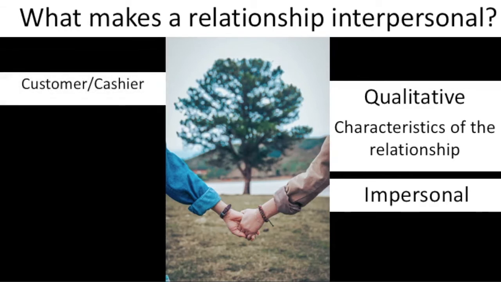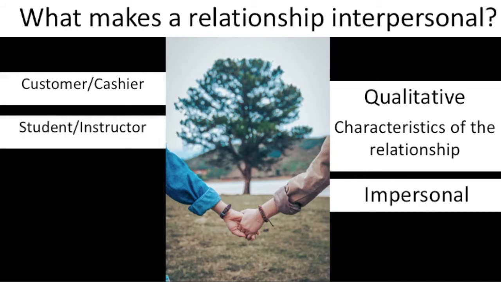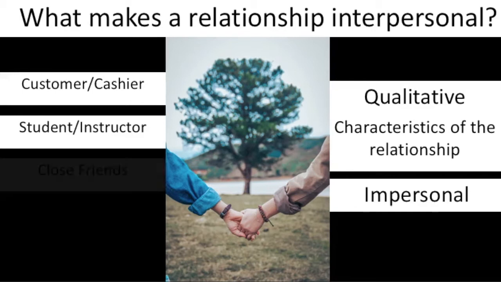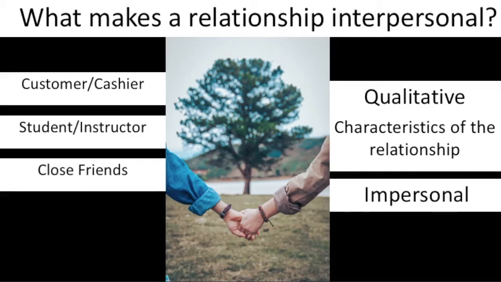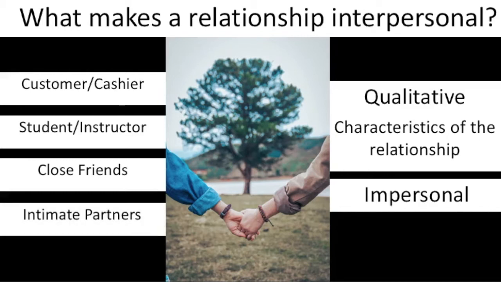So let's consider my examples from before. The interaction between me and the Safeway cashier, most likely impersonal. Right now, my relationship with the majority of you, that would be classified as impersonal. We don't know each other that well right now. But my interactions with my close friends, those would be interpersonal. Obviously, my interaction with my husband, that would also be interpersonal.